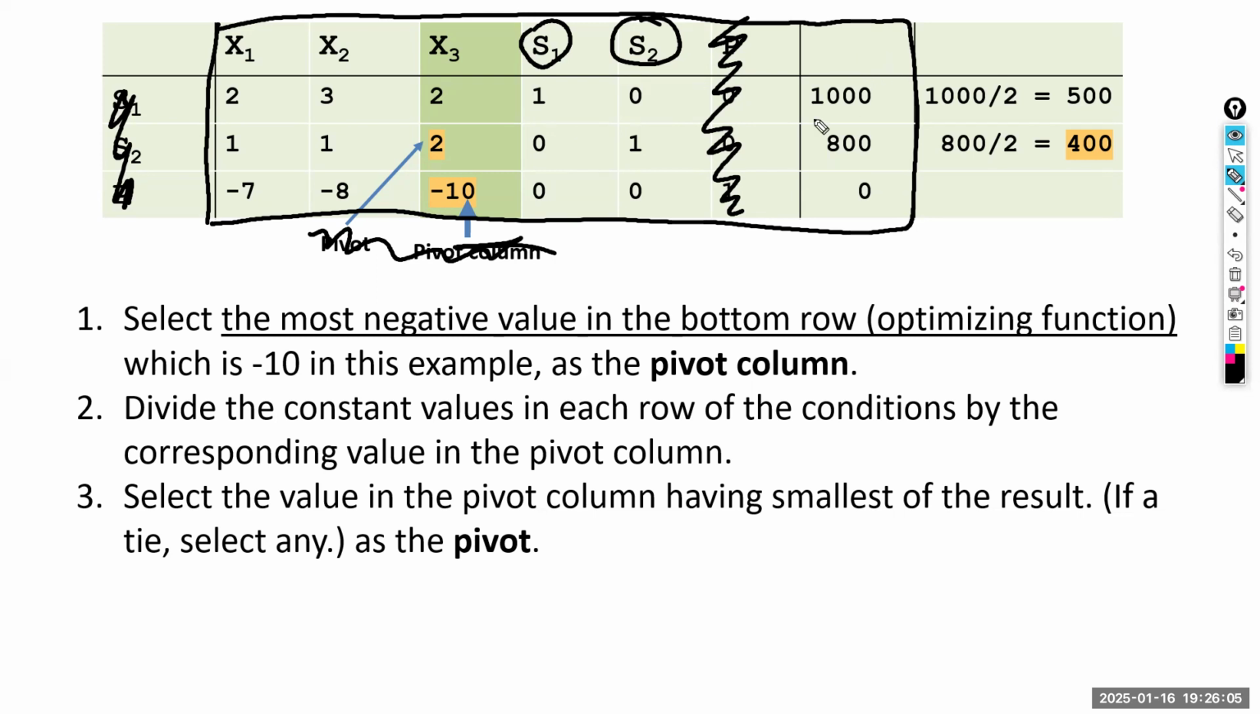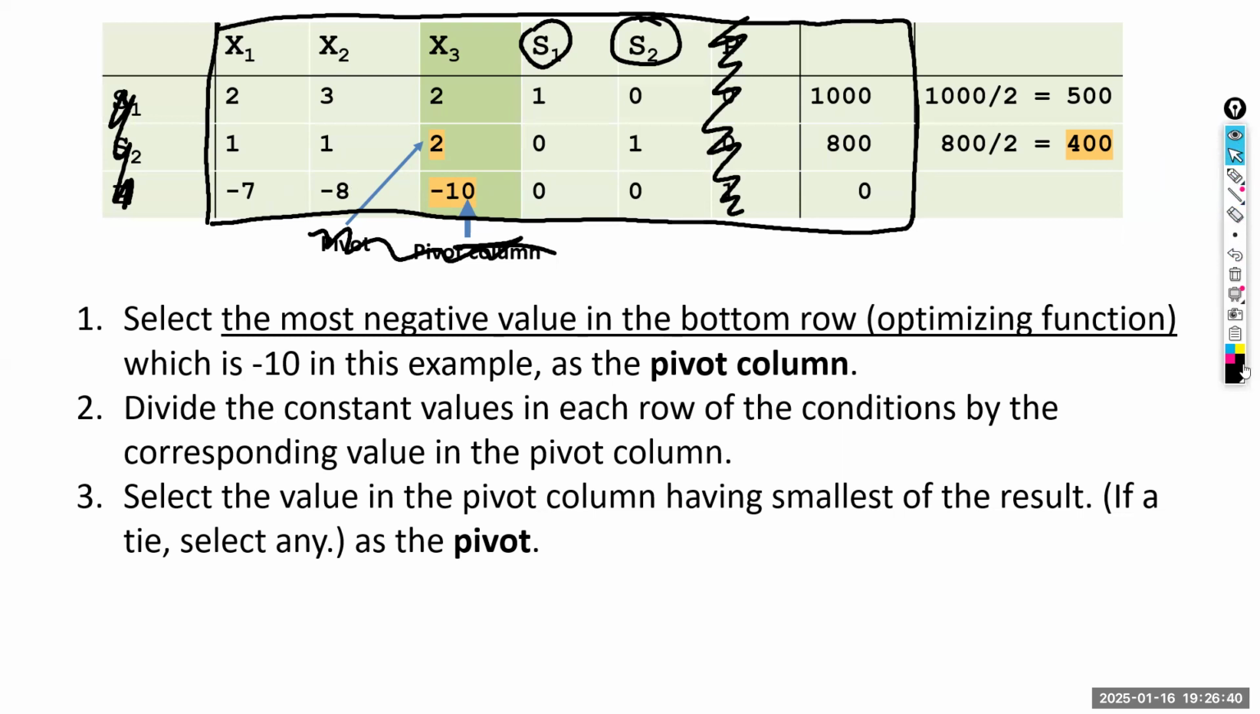Right. So now we are going to go into a loop. What our task is: find the pivot column, then the pivot value, and then convert the pivot value into 1 and all the other values into 0. Then you repeat that as long as you have negative values in the optimization row. So simple as that.